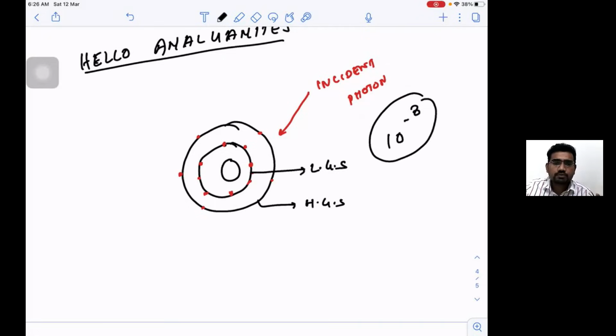So what happens when an incident photon comes? It is going to result in the shift of electrons from the lower energy to the higher energy. And again, at some point of time, it will come back down to the lower energy, and while coming back, it releases a photon. This is a normal spontaneous emission of photons, spontaneous emission of energy.